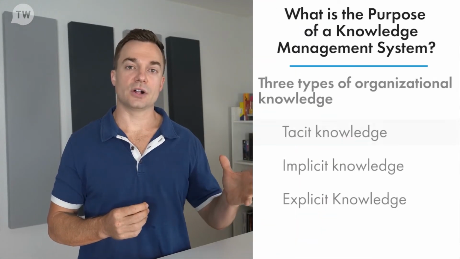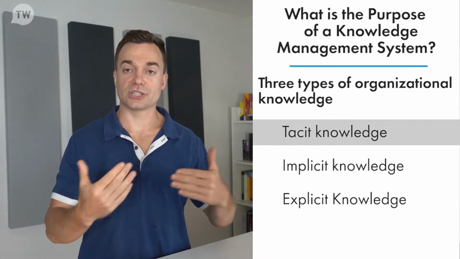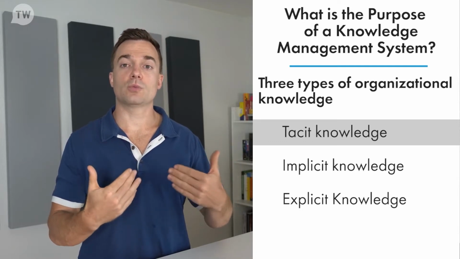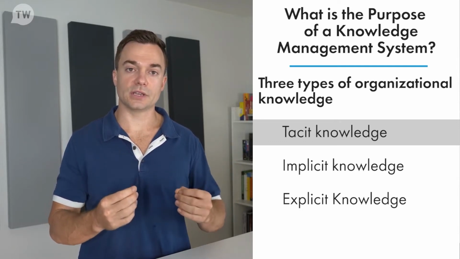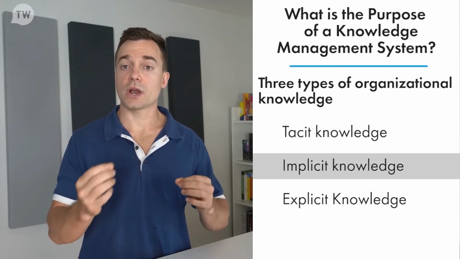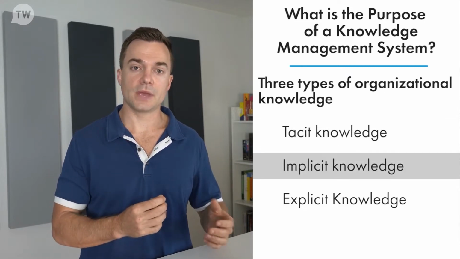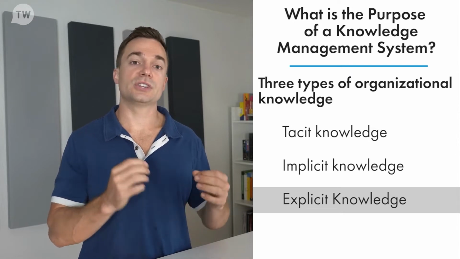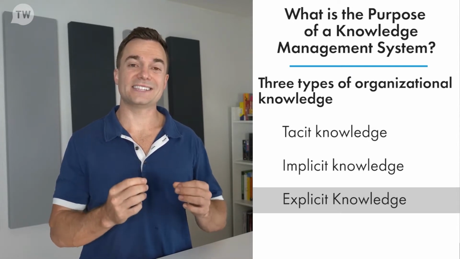We have tacit knowledge, which is the knowledge that you acquire through experience. You may not be consciously aware of it, but you use it intuitively when you need to. And we have implicit knowledge, which is the knowledge that you're aware of, but which is not documented. And then explicit knowledge, which is the knowledge that you are aware of and which is documented.